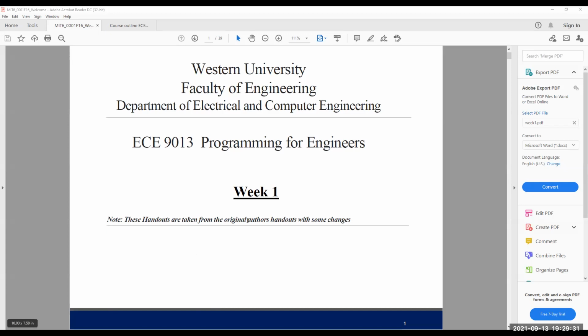So our course is ECE. As I told you before, most of the handouts are from the original author of the book from MIT, and we make some minor changes to accommodate our needs in the course. Today we discuss the course outline. Then we'll go over what computation is, Python basics, mathematical operations, Python variables and types.